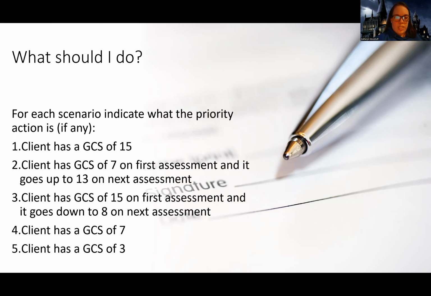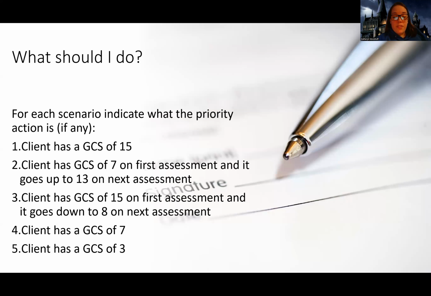Client has a GCS of 7 on the first assessment and goes up to 13 on the next assessment. So for this one, you want to think of what do I want my GCS to do? I want my GCS to go up. So the move from a 7 to a 13, that's a good thing. If they were a 7 and now they're up to a 13, great, they're improving. Probably just going to continue to monitor and make sure that they're doing okay.